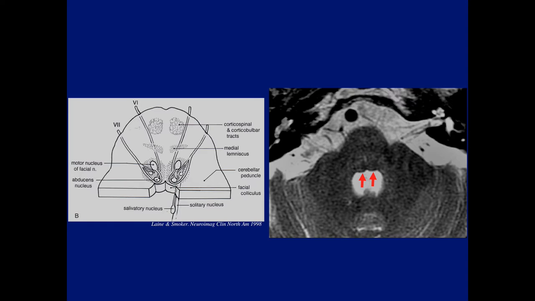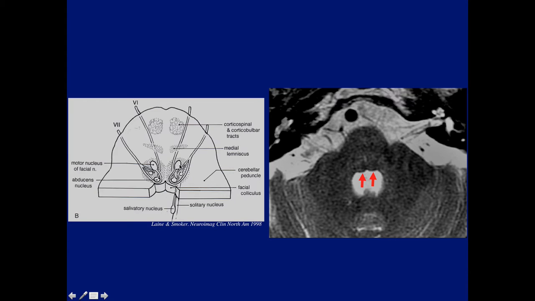Now, let's start with the nucleus of the sixth nerve, for which we have good landmarks. If we look at this diagram on the left, we see the sixth nerve nucleus with the nerve going anteriorly to exit through the pontomedullary junction.